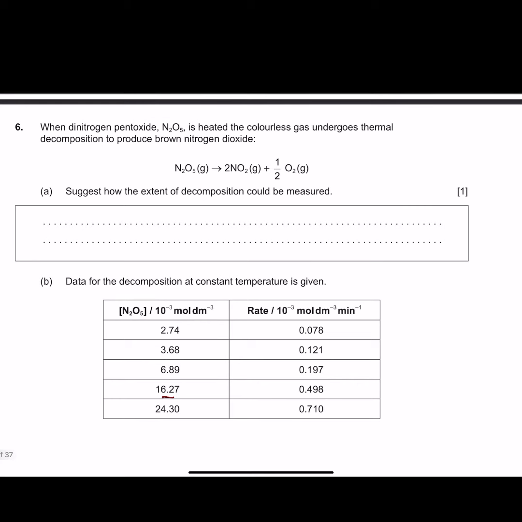Now moving on to question 6. You have nitrogen pentoxide, N2O5, a colorless gas that undergoes thermal decomposition to produce brown nitrogen dioxide gas. How can we measure the extent of decomposition? Now, see, on the left hand side you have 1 gaseous mole, and on the right hand side you have 2.5 gaseous moles. So 1 gaseous mole is changed to 2.5 gaseous moles. As a result, as the reaction progresses, the volume of gases produced will increase. As the volume increases, obviously the pressure inside the vessel will increase. So you can just mention 2 points. As a result, pressure will also increase.